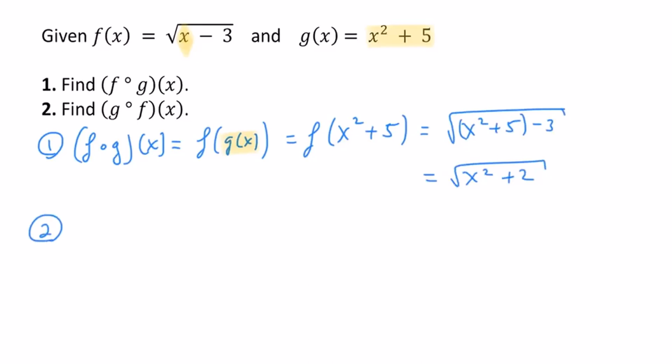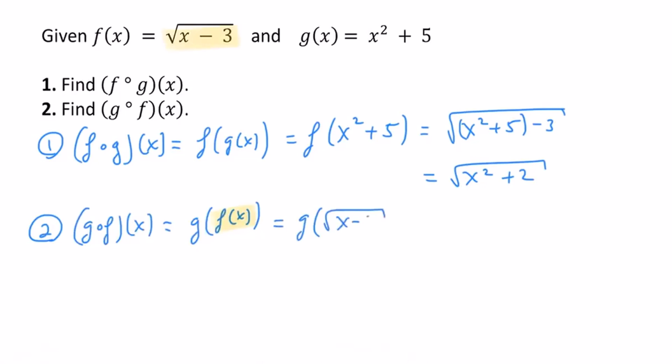Let's get number 2. We want g circle f of x. So here g is the outside function, f is the inside function. So this is g of f of x. Start with the inside function, f of x. F of x is the square root of x minus 3. So this is g of the square root of x minus 3.